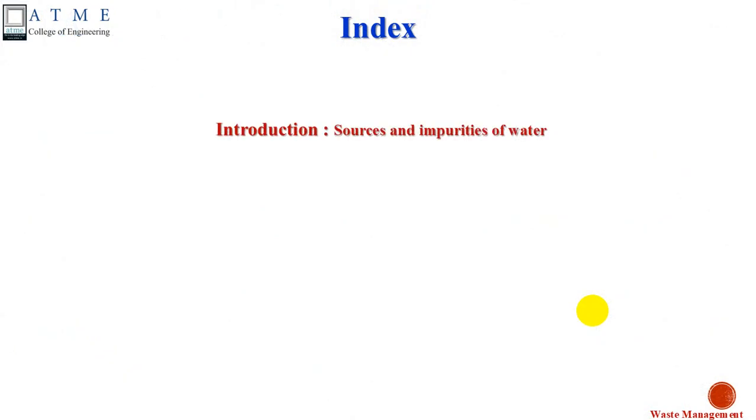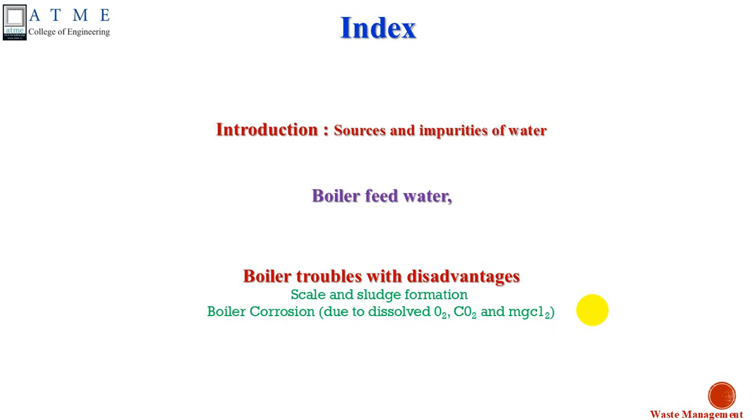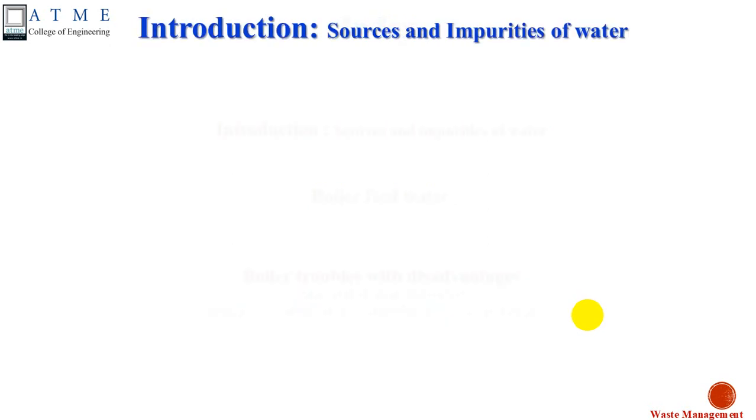Today's session, we discuss the introduction, sources and impurities of water, and we will see the boiler feed water and the boiler troubles with the disadvantages. In boiler troubles, we are going to see the scale and sludge formation and the boiler corrosion due to dissolved oxygen, carbon dioxide, and magnesium chloride. Let us move on to the introduction part.